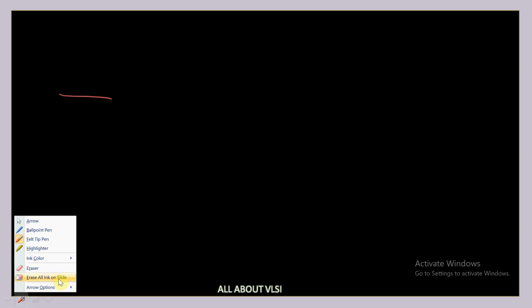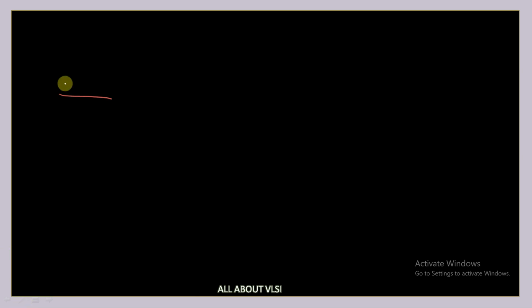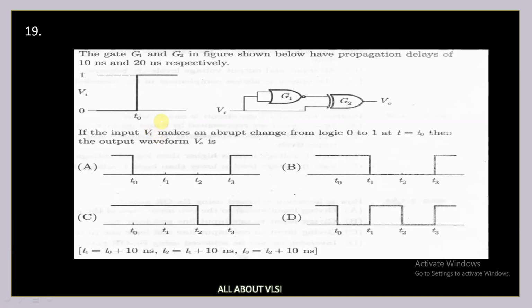So we have an input waveform. Let me change the color. So we have an input waveform like this. This is 0 and this is logic 1. So we are getting a transition at time t naught, a transition from 0 to 1.